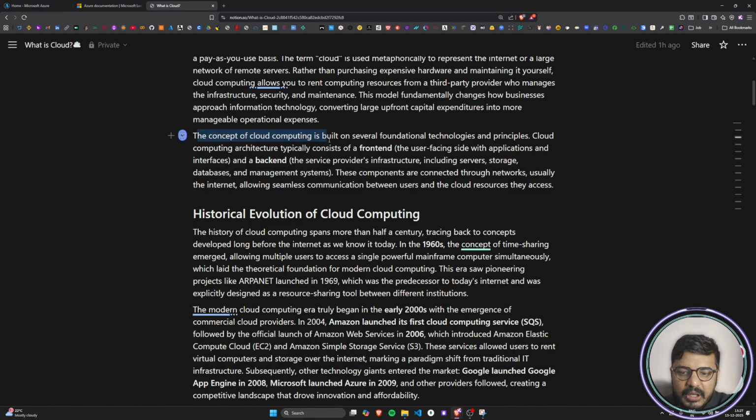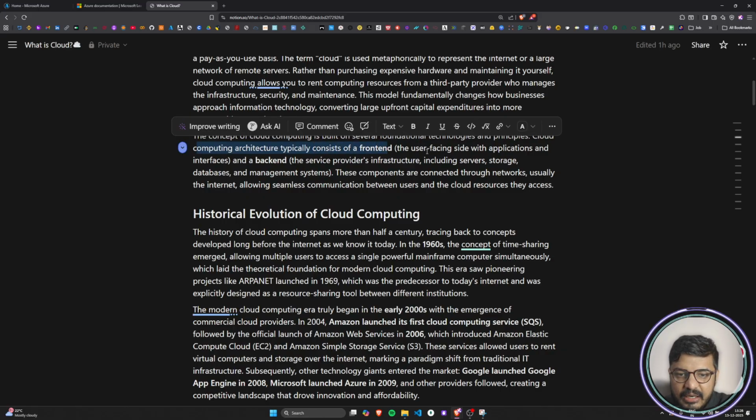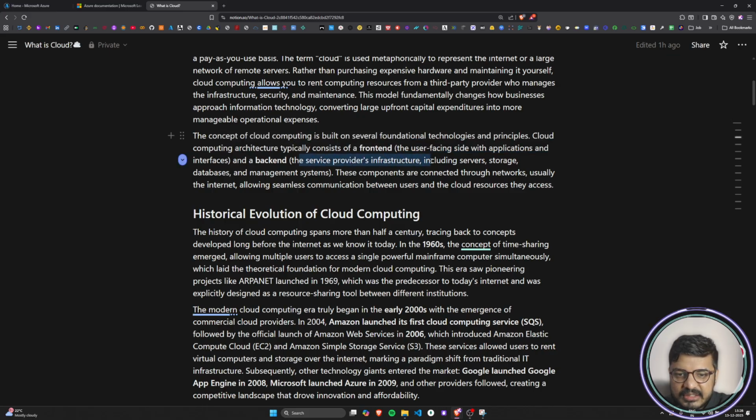The concept of cloud computing is built on several foundational technologies and principles. Cloud computing architecture typically consists of a front end, a user-facing side with applications and interfaces, and a backend, the service provider's infrastructure including servers, storage, databases, and management systems. So the cloud will have two kinds of systems. The front end system is basically a user interface, using which the user can interact with the remote servers, storage, and databases that are present in another part of the world.